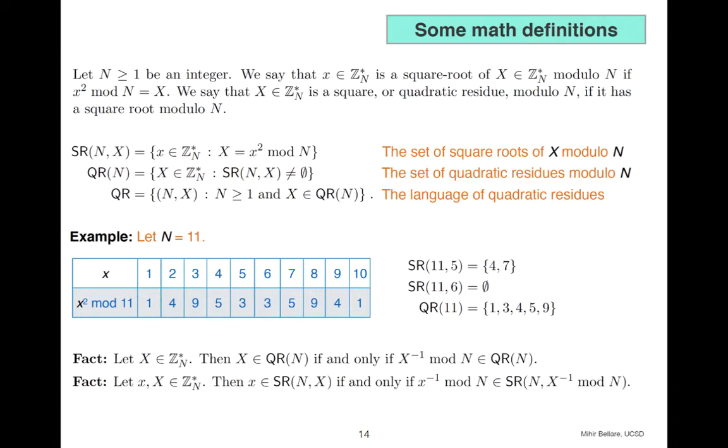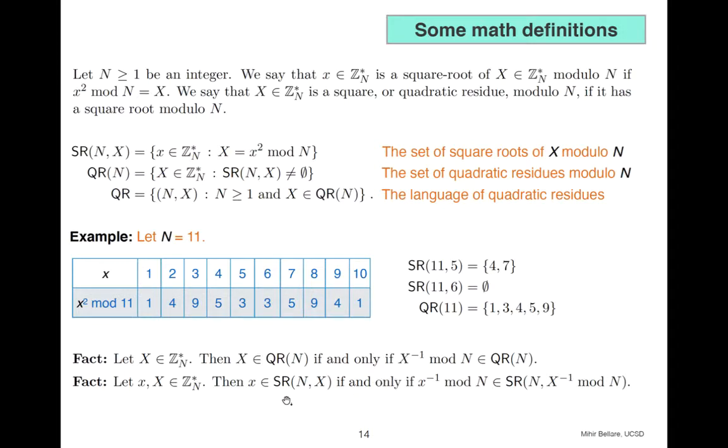There's a bunch of facts about arithmetic on squares in Zn star, which are kind of intuitive and worth writing down since we'll use them. So this says that if we fix the modulus n and take some big X, we want to know whether it's a square or not. That happens if and only if its inverse is a square. So remember, in this group, every point has an inverse. So whether X is a square or not is equivalent to whether its inverse is a square or not.